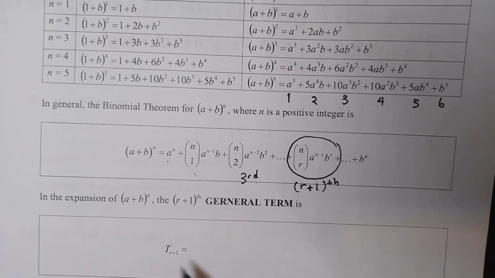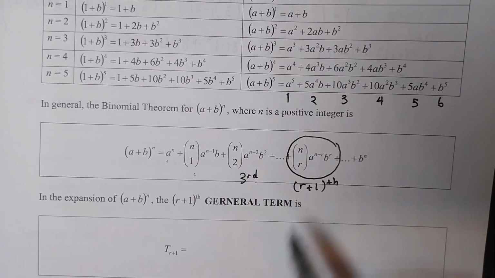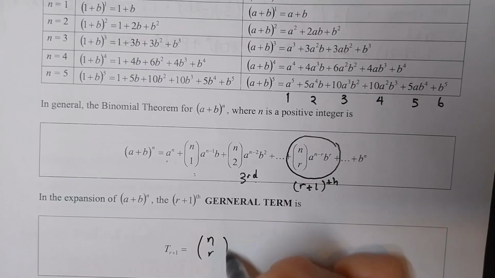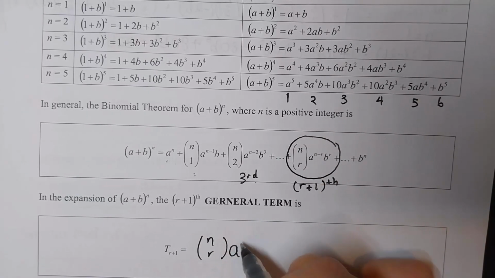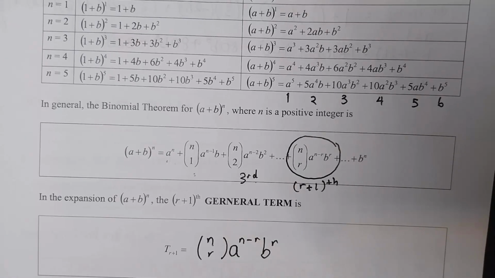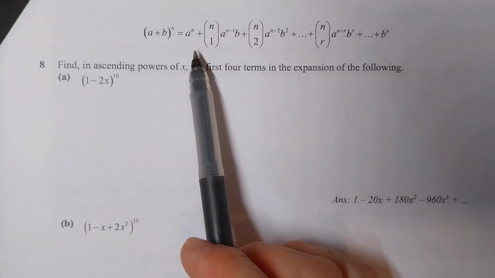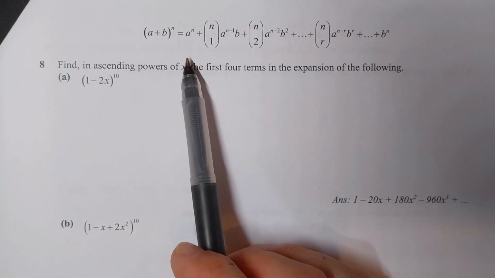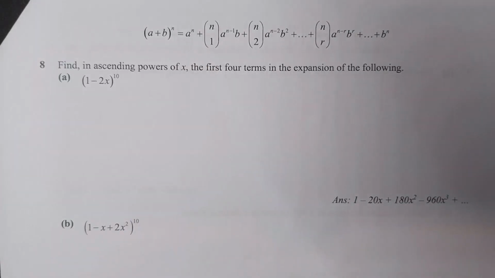So the (r+1)th term is given by this general formula, n choose r, a power n minus r, b power r. What this means is you can actually find any term in the binomial expansion without having to expand every single term. Now, in this next part of the video, we'll just look at using the binomial theorem formula, and we will leave the general term to the next video.